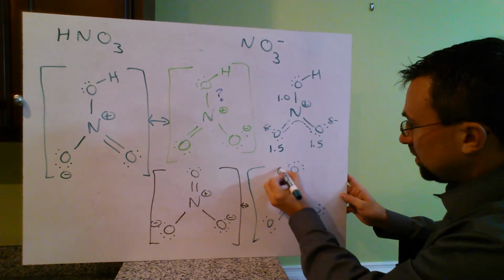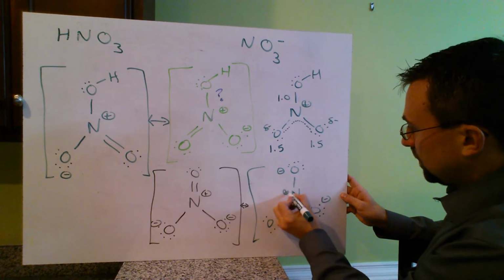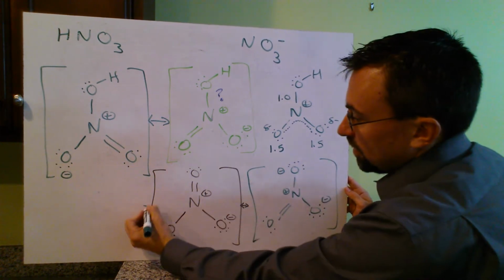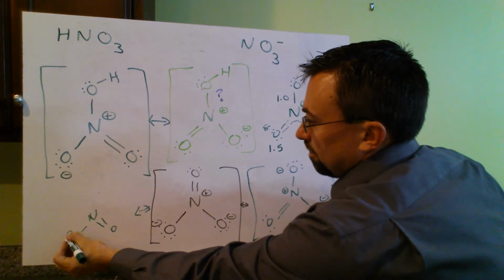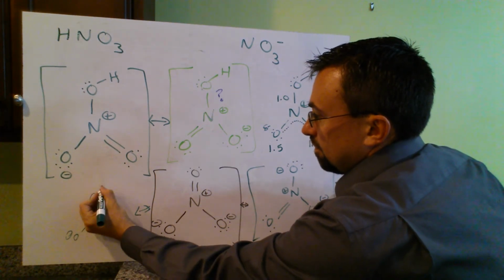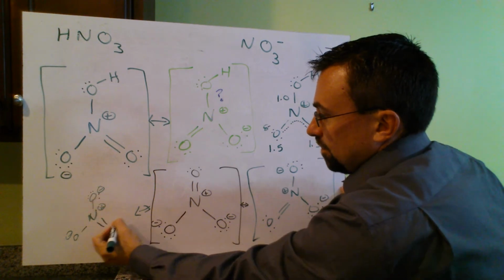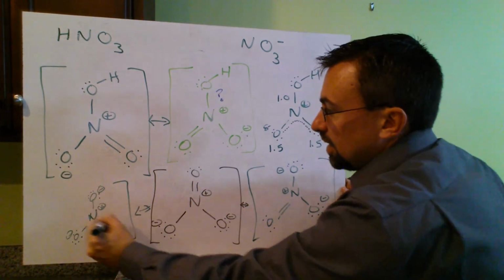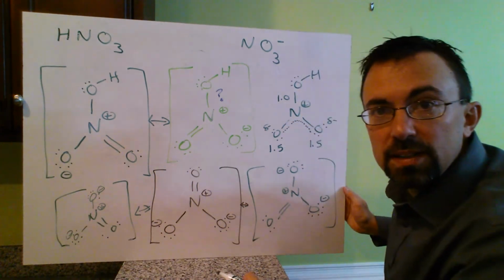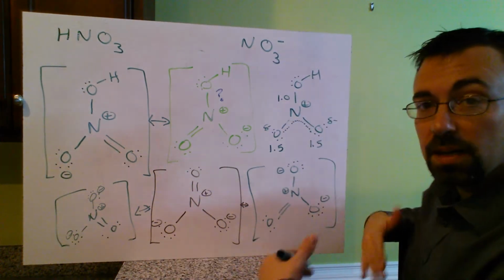And I suppose I should label this. And then, of course, we can go the other way. And we would have this. Now my question here is, how do these bonds compare to each other? So again, we'll do the same bond order calculation.